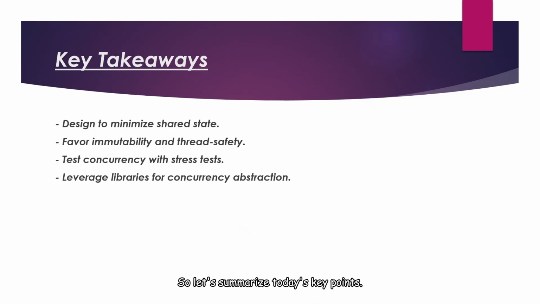So let's summarize today's key points. Concurrency can dramatically improve the responsiveness and throughput of your systems, but it also introduces risks: race conditions, deadlocks, and difficult-to-reproduce paths. Good concurrency design focuses on minimizing shared mutable state, preferring immutable objects, using safe synchronization techniques, and stress testing extensively. And remember, you don't always need to reinvent the wheel. Use proven libraries and frameworks wherever possible.